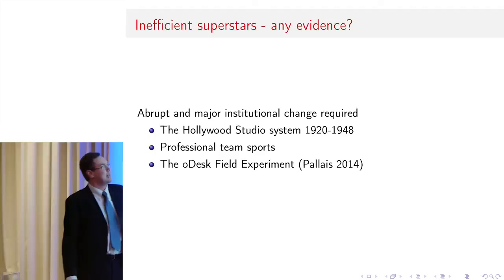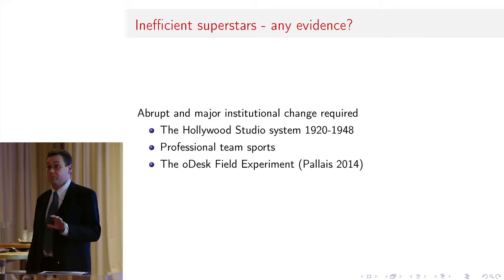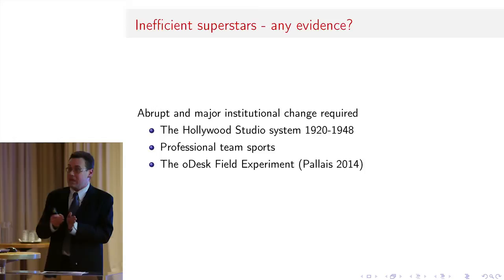Now, other things happened as well, which makes it very tough empirically. Soon afterwards, TV started to grow. You have all kinds of cohort effects and so forth. Professional team sports, we might get a great natural experiment any year now. There's always talk that the EU might ban transfer fees and long-term wage contracts in sports. They're not that long, but still, the data is good.